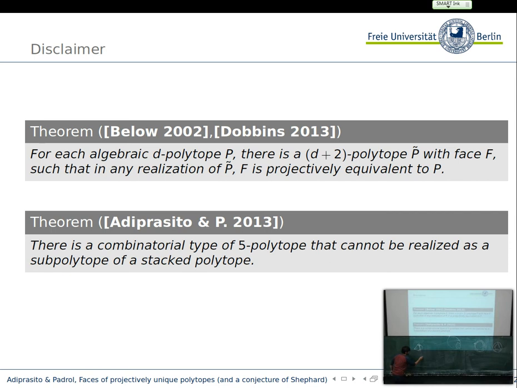If you give me your favorite algebraic polytope P in dimension d, there is a larger polytope in dimension d plus 2 that has P as a face, and such that in every realization of the large polytope, this face is projectively equivalent to the original polytope. So the other faces can change, but this face is always projectively equivalent to the fixed polytope. And with that, we start again with our Shephard's counterexample in dimension 3, and we go up 2 dimensions, and we get a counterexample in dimension 5.